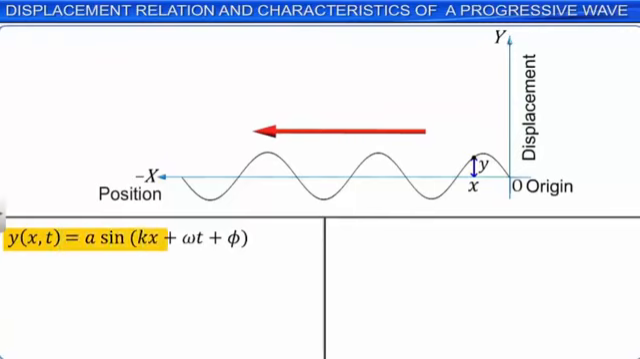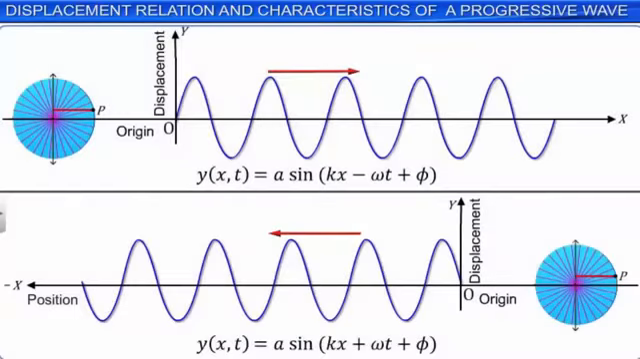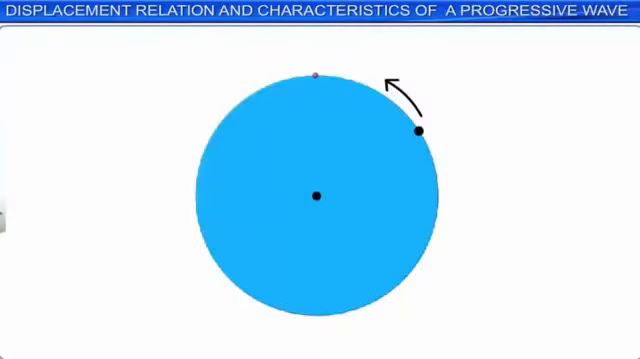A particle is moving in a circular path of radius a, which is the amplitude of the wave, and occupies a position P. The line joining the origin O and P makes an angle theta with the positive side of the x-axis. Drop a perpendicular from P onto the x-axis at point Q. QP represents the displacement of the particle in the y direction.